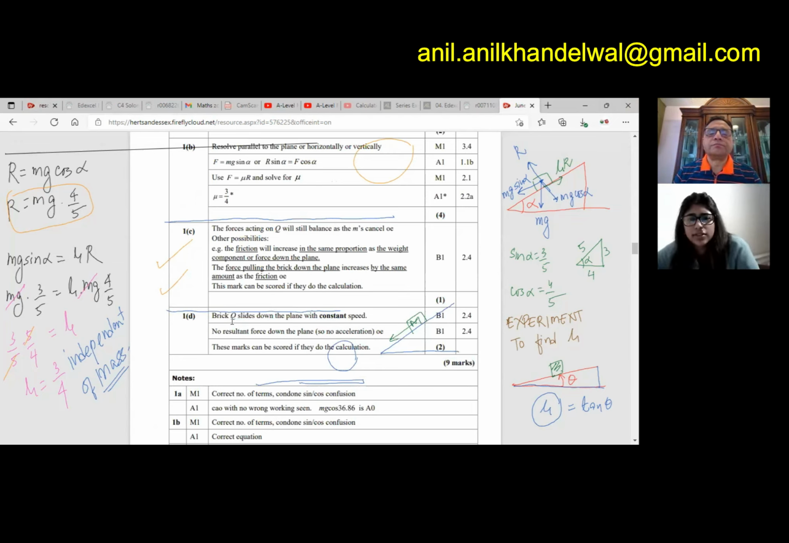So you can see the screen, right? Yeah, I can. Cool. So you see, 1C is exactly what we were talking about. Can you read 1C, please? Yeah. The forces acting on Q will still balance as the masses cancel, or the friction will increase in the same proportion as the weight. So that's what you're saying with the ratio being the same. The force pulling the brick down increases by the same amount as the friction.